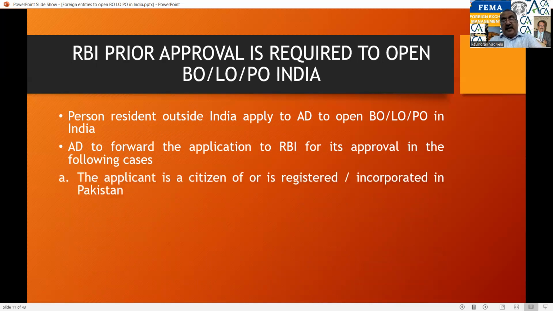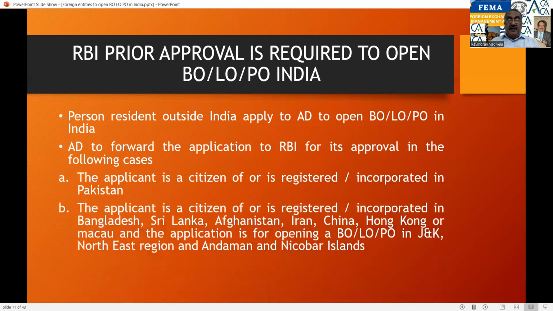Sometimes the authorized dealer can give approval directly, but not where the application is received from a citizen of, or an entity registered or incorporated in, Pakistan, or the applicant is a citizen of or is registered or incorporated in Bangladesh, Sri Lanka, Afghanistan, Iran, China, Hong Kong or Macau, and the application is for opening a branch office, liaison office or project office in Jammu and Kashmir, the Northeast region, and the Andaman and Nicobar Islands.